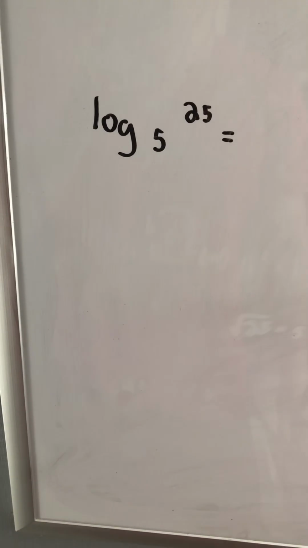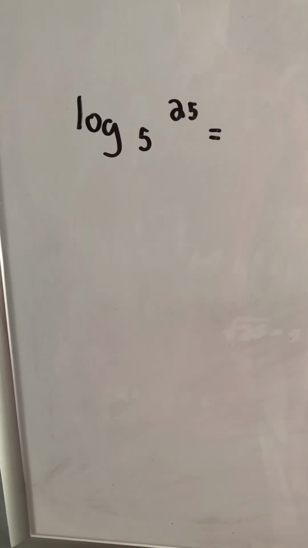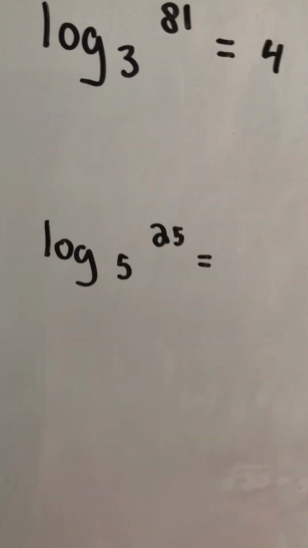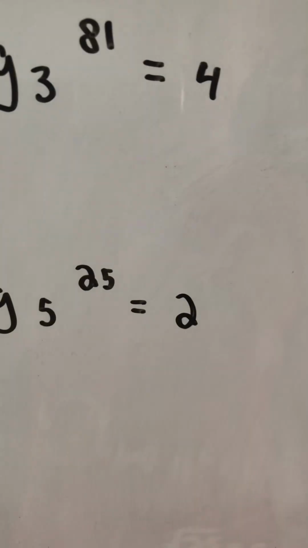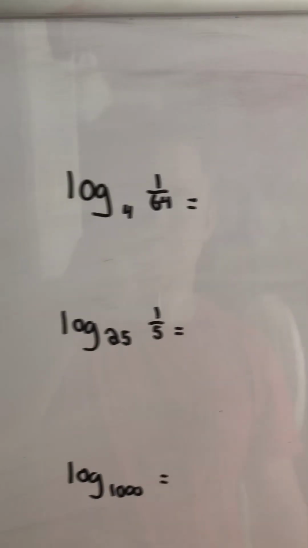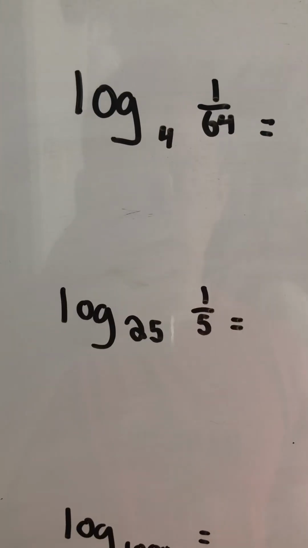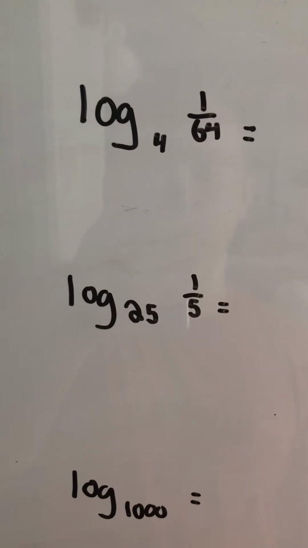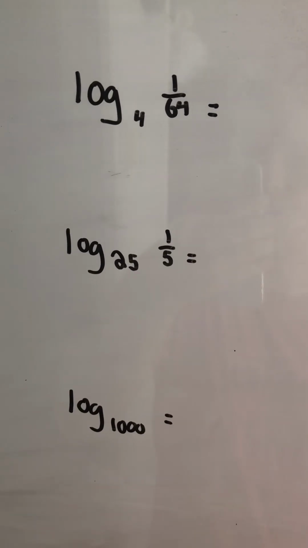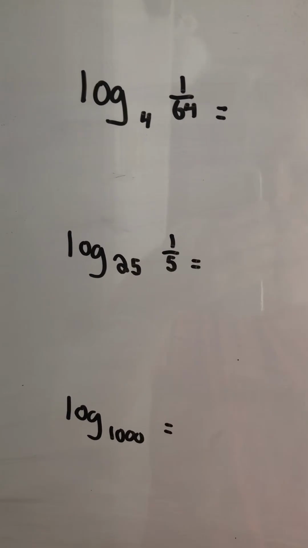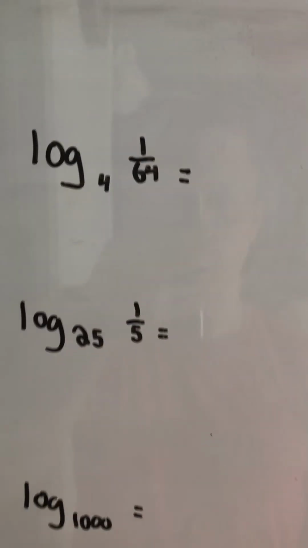Alright, how about this one? Log base 5 of 25. So, 5 to what power is equal to 25? It turns out that 5 squared, or 5 to the 2nd power, is equal to 25. Alright, try this one. Log base 4 of 1 over 64. It's asking us, well, 4 to what power is equal to 1 over 64? So, we know that 4 to the 3rd power, or 4 cubed, is 64, right? But notice how we have a fraction here. It's 1 over 64.